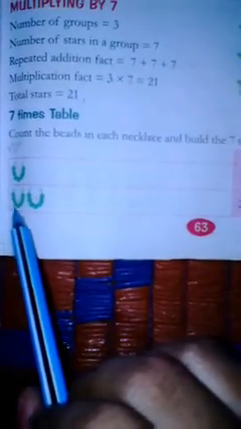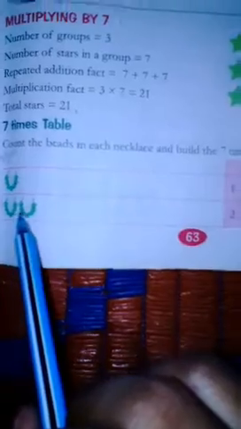Now here see, how many necklaces? 2 necklaces. And in 2 necklaces, 7 beads in each necklace. So 2 into 7 beads, 2 into 7 equal to 14. So 2 times 7 is 14. Students, now in the same way here 3, and 7 beads in each necklace. So 3 into 7 equal to 21. 3 times 7 is 21. So we read 3 sevens are 21.